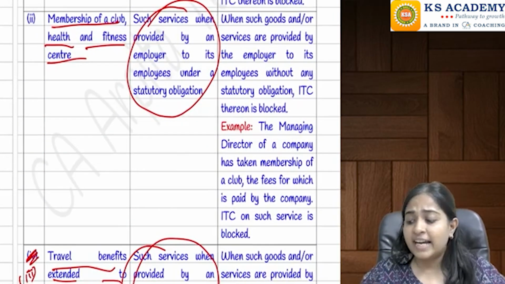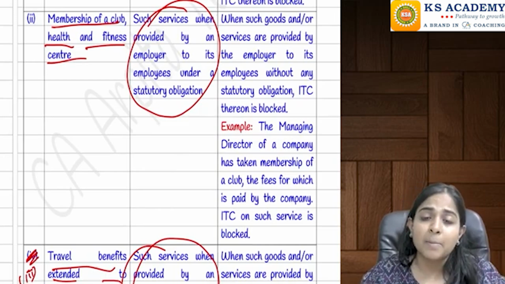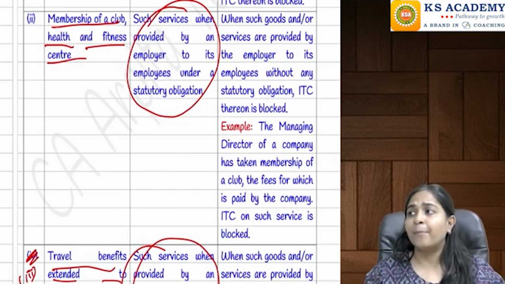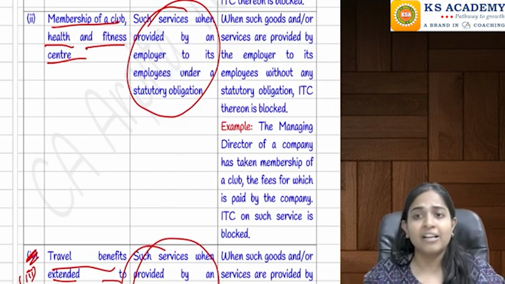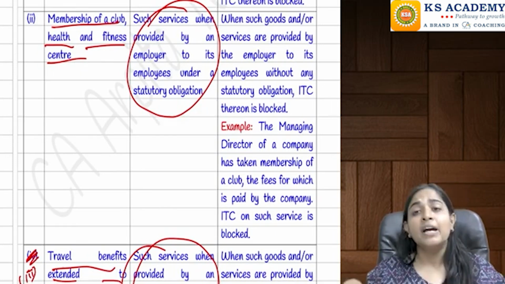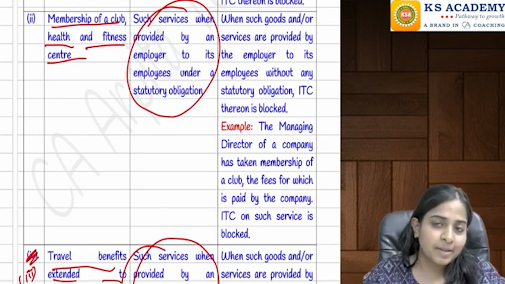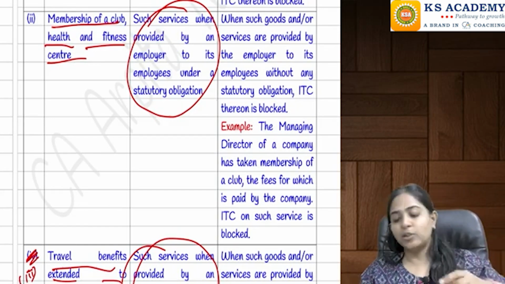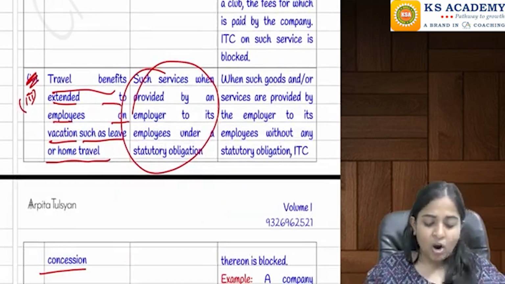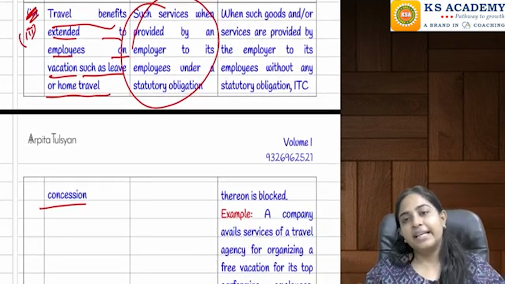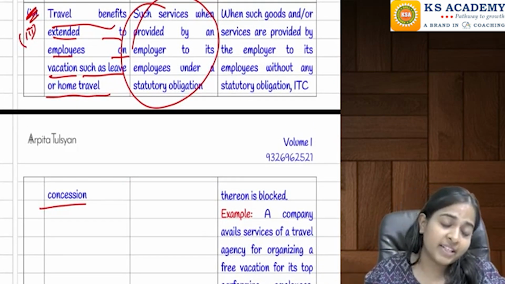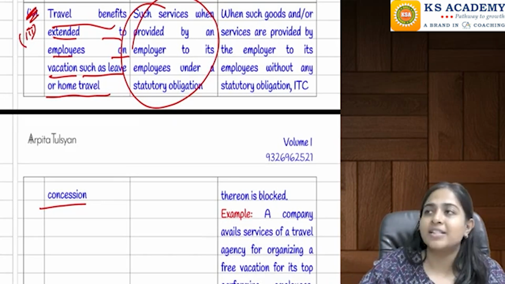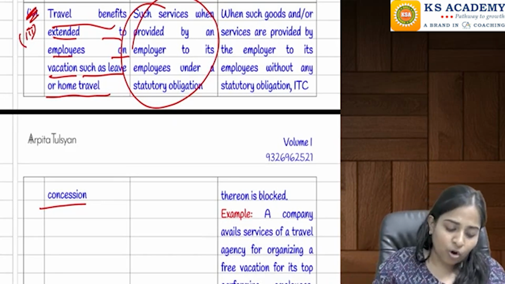Then within that only, the next one, membership of a club, fitness club, health club, etc. If I have taken this for my employees, or I have taken it for myself, as a proprietor, then in that case, credit on the same is totally blocked, except when the employer is required to provide it to the employee under a statutory obligation. Right? Then the next one, travel benefits. Travel benefits extended to the employees who are on vacation, just like leave travel concession or home travel concession.